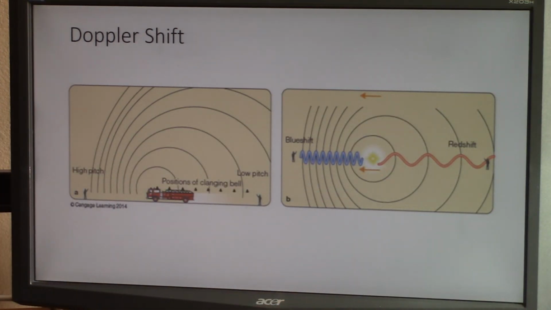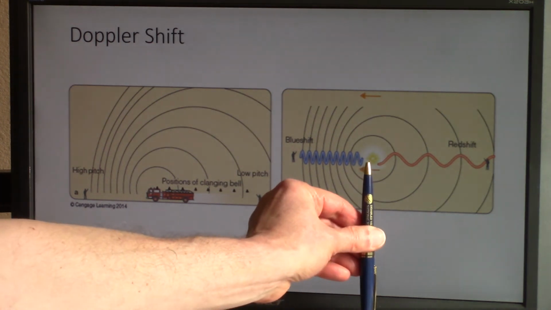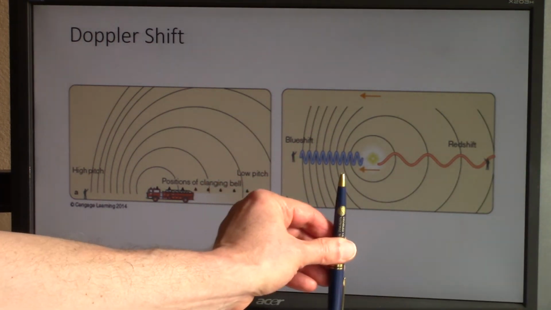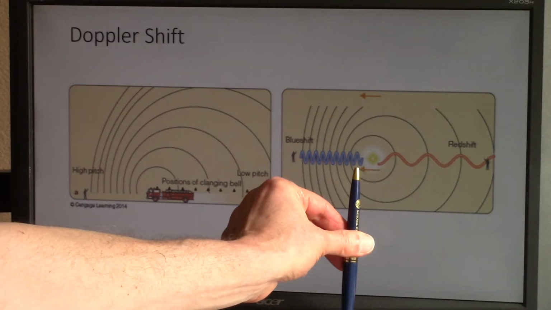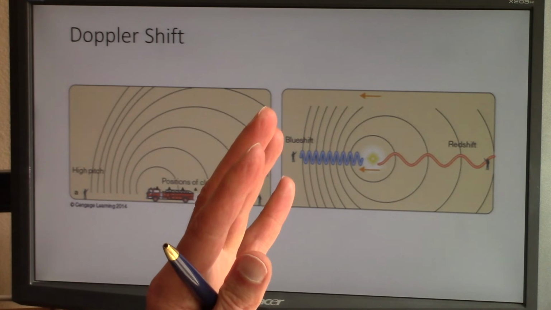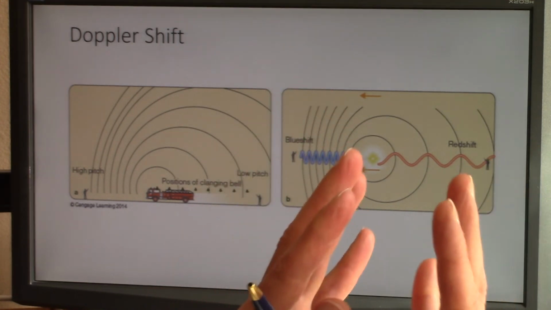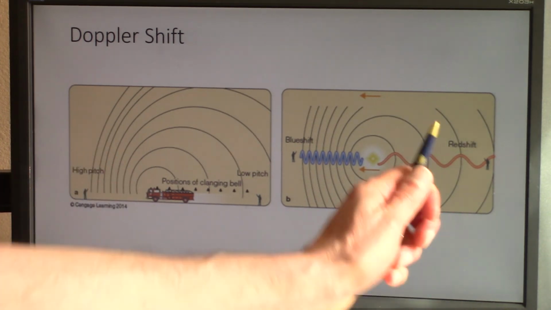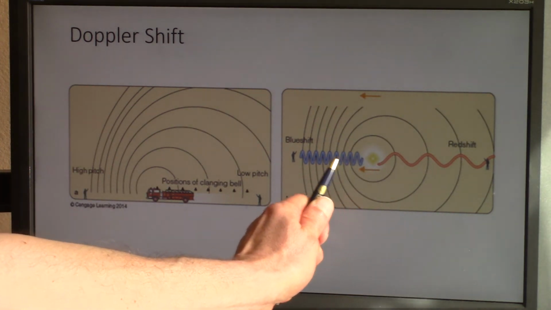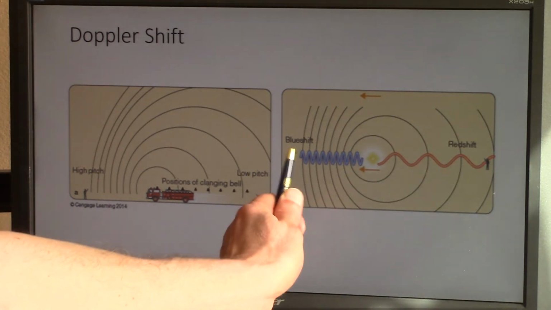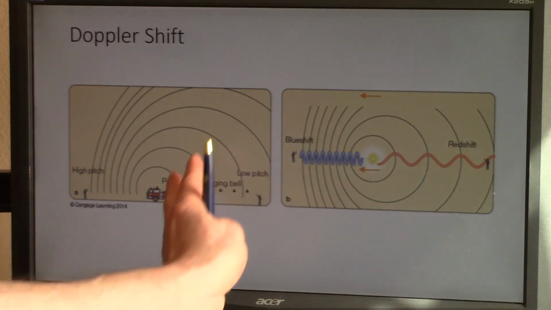Well, light does a similar thing. If you have a star in space and this is Earth and it's coming towards us, the wavelengths will get compressed. Because blue is near the shortest end of the visible spectrum, we say that it is becoming blue shifted. They don't necessarily have to turn blue. It's just if they get shorter, we say that's blue shifted.